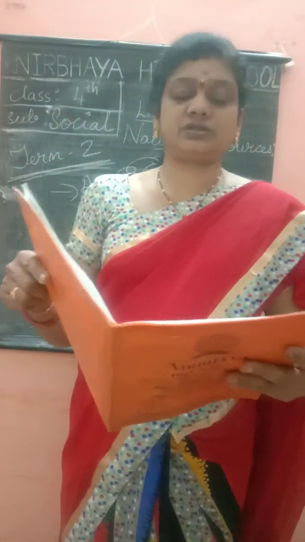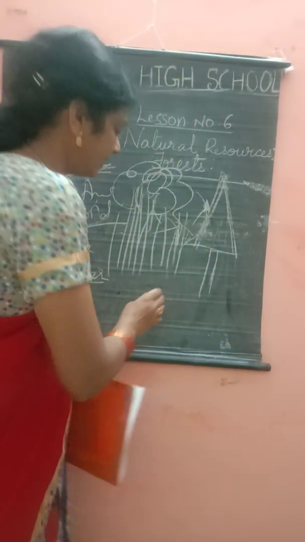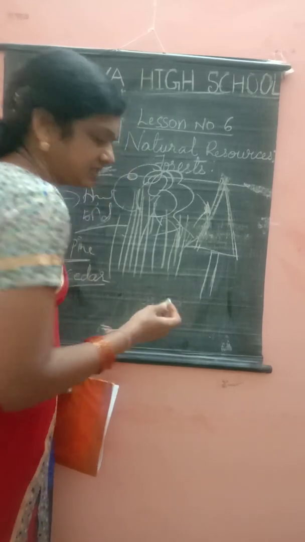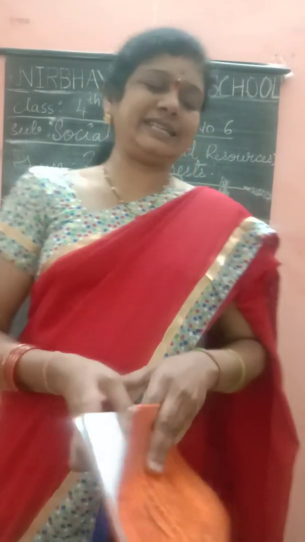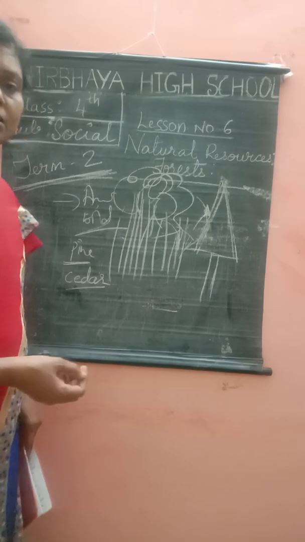Yes, the features of these trees. The trees in this forest live and grow in different kinds of weather. These trees have broad flat leaves. It has broad and flat leaves. It will be very flat. Yes, they require lots of water. Hence, they lose their leaves during the dry season. Yes, gulmohar and teak. Yes, okay children.